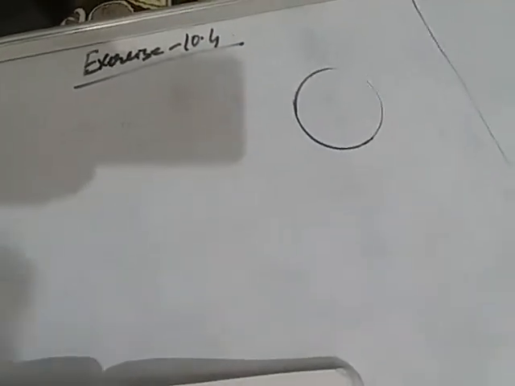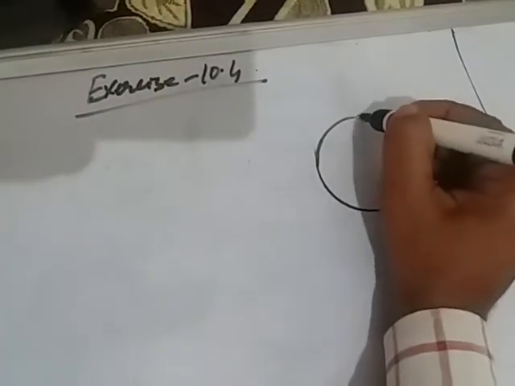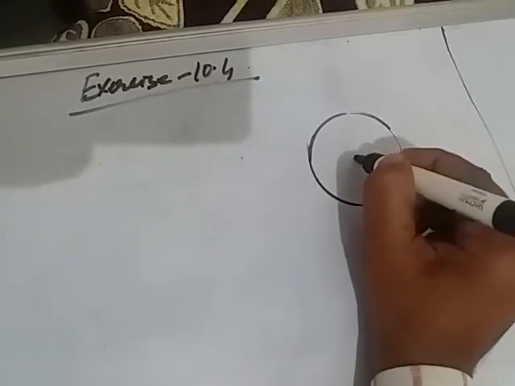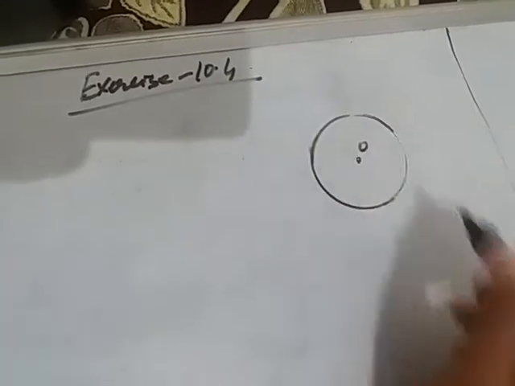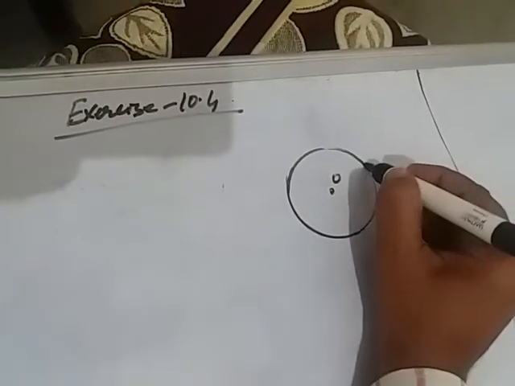Okay, let us draw a circular park, children. This is a circular park. With the center, let it be O. Okay, children. Now see here.